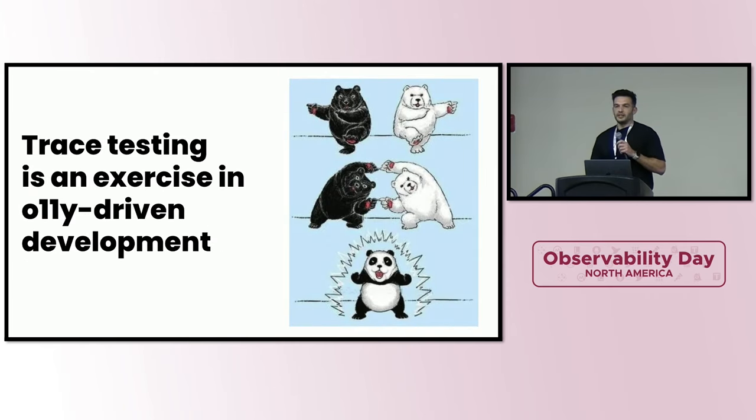I think the overarching implication of all of this is that trace testing is basically observability-driven development. Traces become not just something used to monitor systems, but an integral part of the entire development lifecycle. Your testing and monitoring toolchains are now one and the same. And observability becomes the shared responsibility of your entire R&D organization.